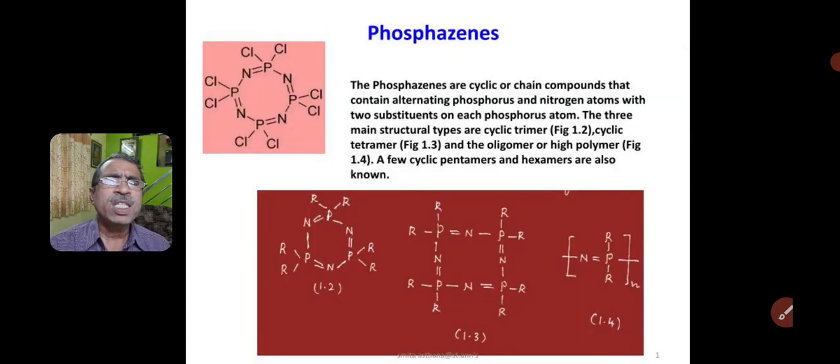Yes, coming to the phosphazenes. The phosphazenes are cyclic or chain compounds that contain alternate phosphorus and nitrogen atoms with two substituents on each phosphorus atom. The three main structural types are cyclic trimer, cyclic tetramer, and the oligomer or high polymer. A few cyclic pentamers and hexamers are also known.